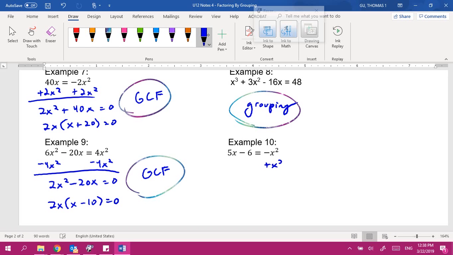What about the last one? Xbox, right. If I add x squared to both sides, I get x squared plus 5x minus 6 equals 0. And then I see my A, my B, my C. That's Xbox.